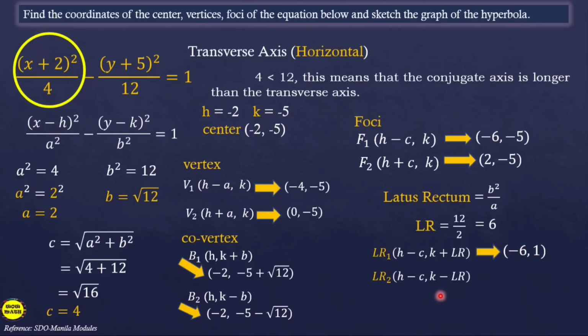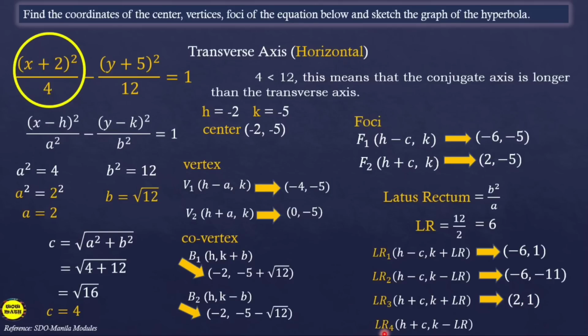Next is LR2, H minus C, that is negative 6. K minus LR, so yung K natin is negative 5 minus 6, the answer is negative 11. So yung coordinate ng LR2 natin, negative 6, negative 11. Yung LR3 natin, H plus C, ito yon, positive 2. And then yung K plus LR natin, yung K is negative 5. So ito na yun, nakuha na natin yung K plus LR natin, that is 1. So the answer is 2, 1.